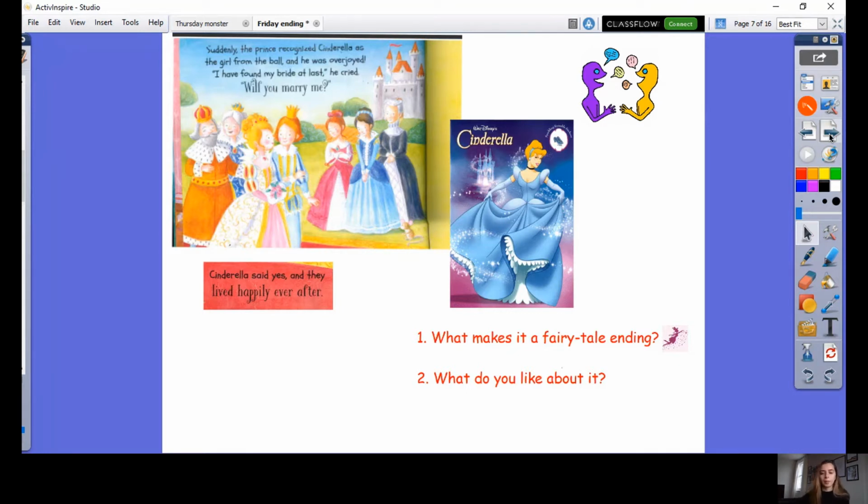And then what do you like about this ending? Is there any words that you like or anything in particular you like about this ending? Let's have some thinking time. Okay, can you shout out to the screen? What do you like about this ending? In 3, 2, 1. Amazing. I really like the ending. They lived happily ever after, which is a very classic fairy tale ending.